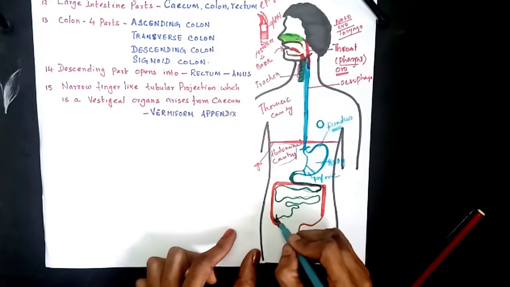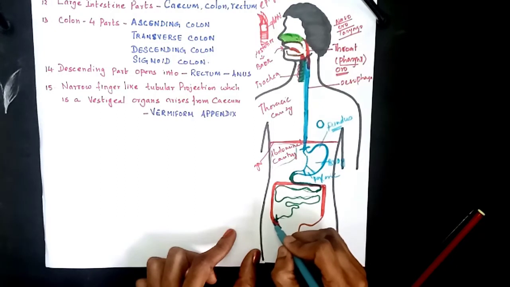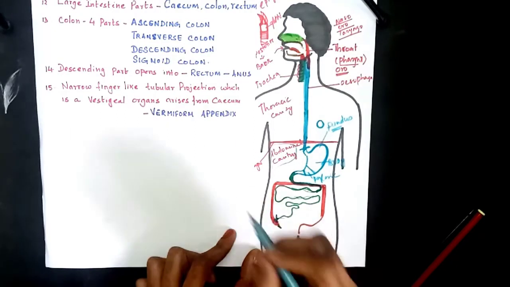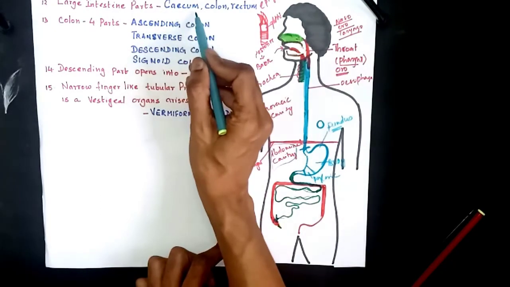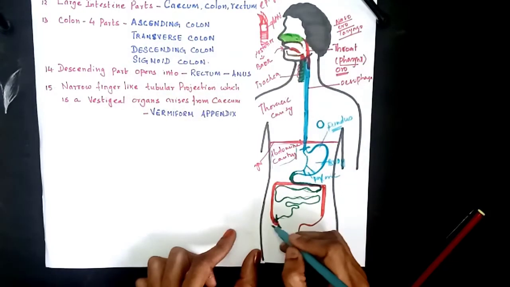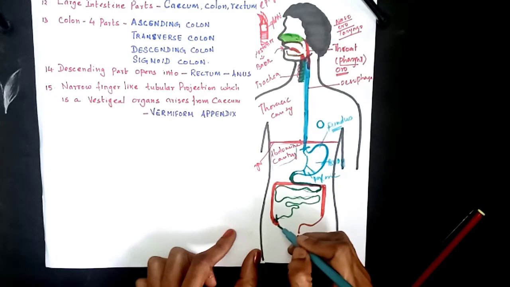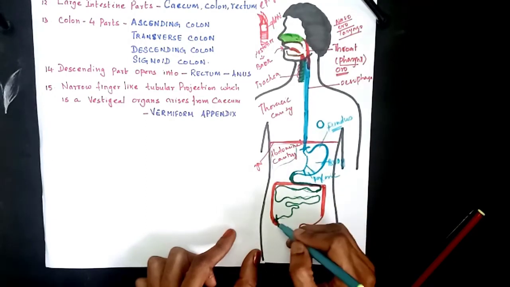Cecum is the point where the small intestine opens into the large intestine. So the cecum is the beginning of the large intestine. It is also called the blind sac because there is no pathway here, like a dead end road. It is completely closed. So this cecum is also called the blind sac.